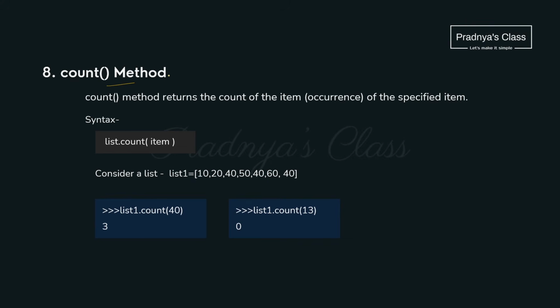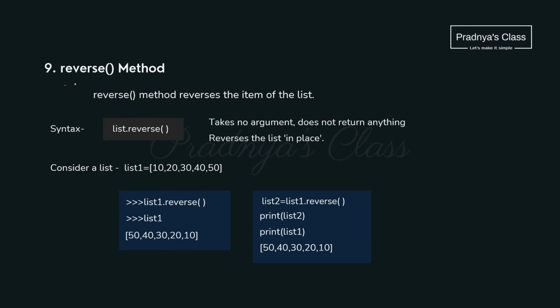Here is the count method. We even use it in case of strings. It counts the item occurrence. 40 is present 3 times in the list. Here is one more method. Its name is reverse. It will reverse the items of the list. Here is the given list. If you reverse it, you will get the elements in the reverse direction.